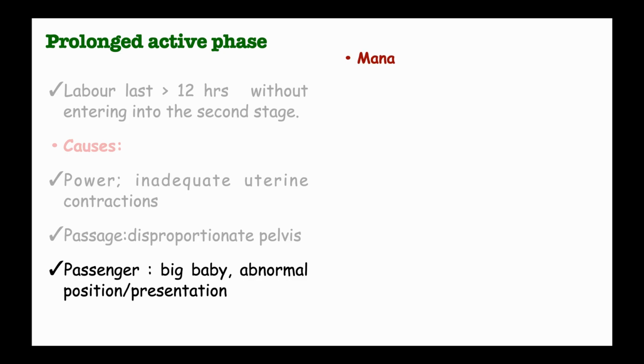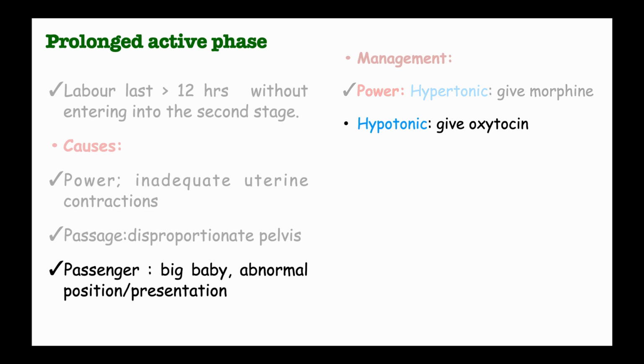And so, how do we manage the prolonged active phase? We have to determine if the power is hypertonic. We can give morphine, as we did earlier on, to reduce the pain and relax the uterus, and see if dilatation will ensue. Then, if we determine that it is hypotonic, then we must stimulate the uterus to contract by giving oxytocin.